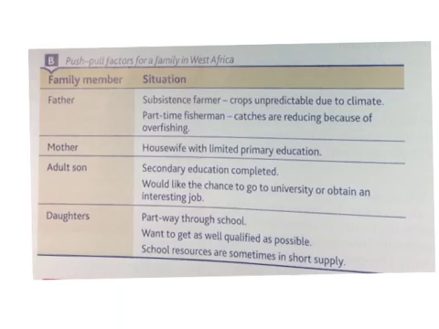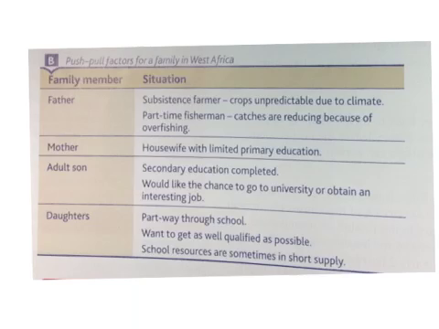This table here is obviously from a family in West Africa, so why would they want to move? Well, the father, he's a subsistence farmer. A subsistence farmer is somebody who only grows enough stuff for themselves and their family. And as it says here, crops are unpredictable due to the climate. That means sometimes they'll have enough food, sometimes they won't. And of course, that's going to push people away from that area. He's a part-time fisherman. And again, catches are reducing because of overfishing. Another push factor, pushing them away, that actually his job there isn't particularly good, it's not reliable, and therefore it's pushing them away from that place.